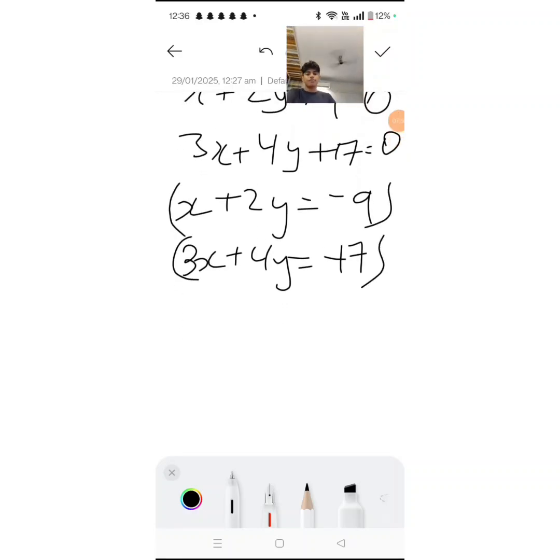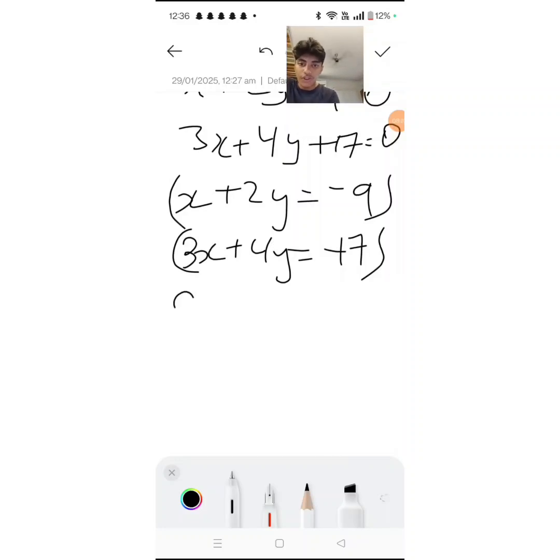So now that's 2y and that's 4y, right? But again, that's x and 3x. So I think I should rather multiply this twice to form 4y so that I can cancel 4y and 4y together. So I'll multiply the first equation by 2. So this just becomes 2x plus 4y is equal to minus 18, and 3x plus 4y is equal to minus 70.